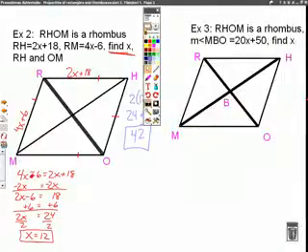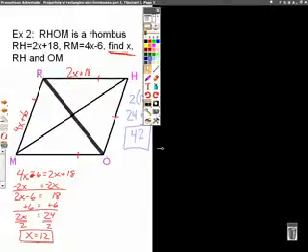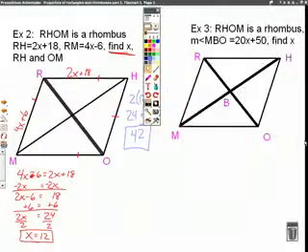Let's take a look at this other problem right here. Again, I know that we're dealing with a rhombus. And how do we know that? Again, that's given information. So because of that, we know this, that, and that. We also know this. We're told the measure of MBO. So where is MBO? MBO lives here. So we're actually talking about this angle right here.